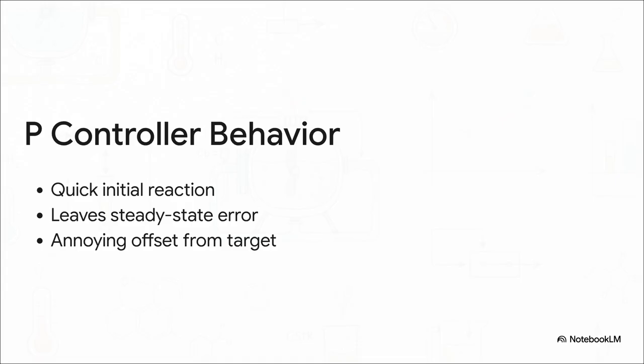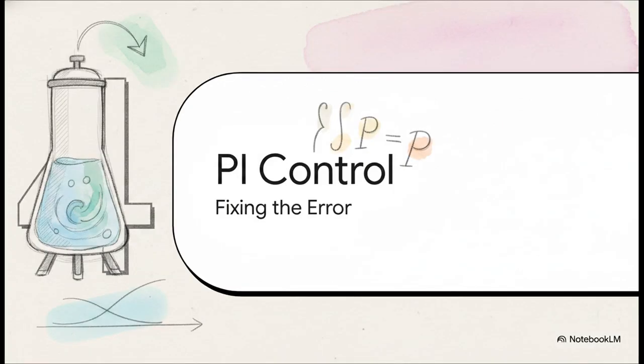Ultimately, it stalls out, leaving you with this really annoying, persistent offset. You'll get close to your target temperature, sure, but you will never actually hit it perfectly. Section 4, PI control, fixing the error.